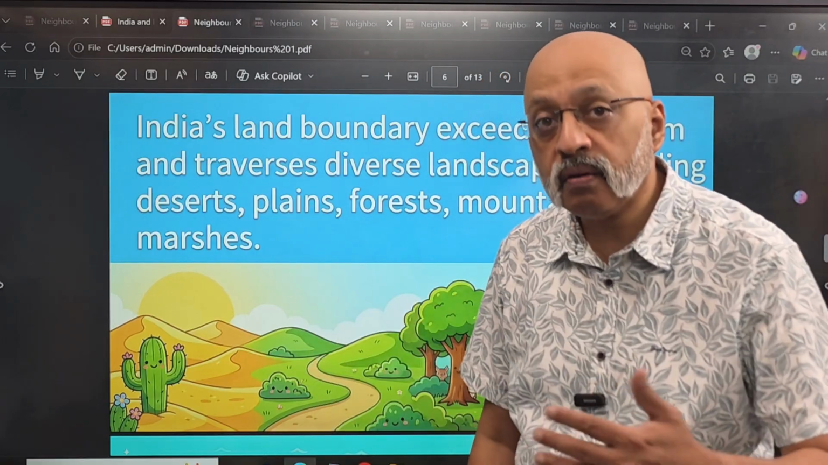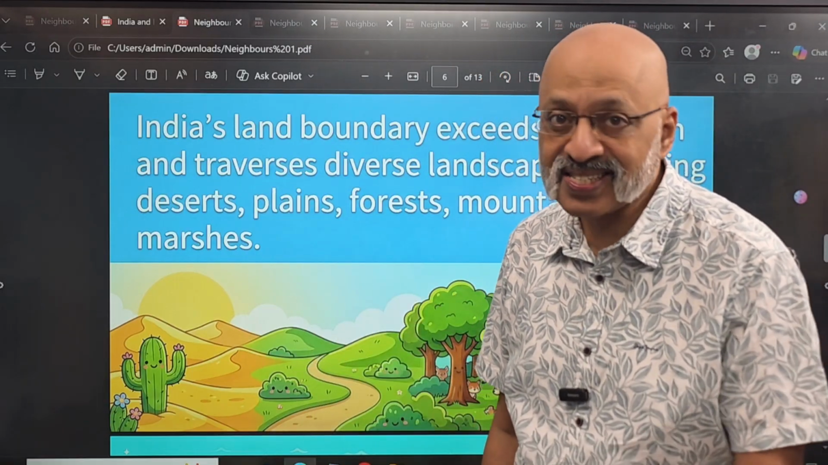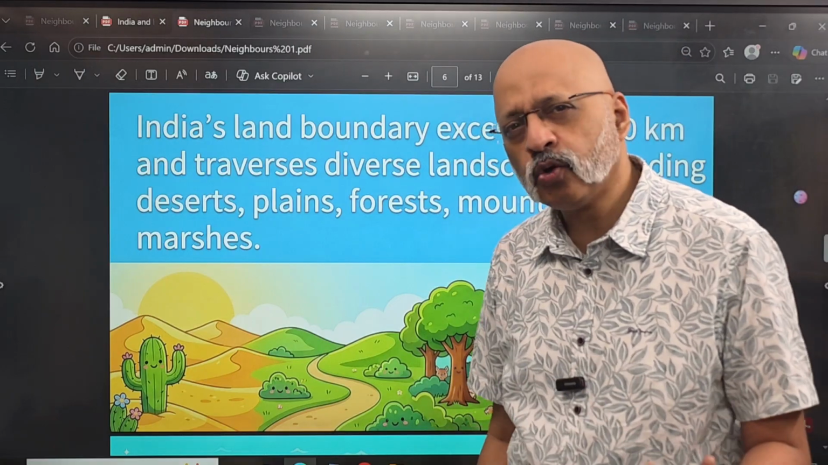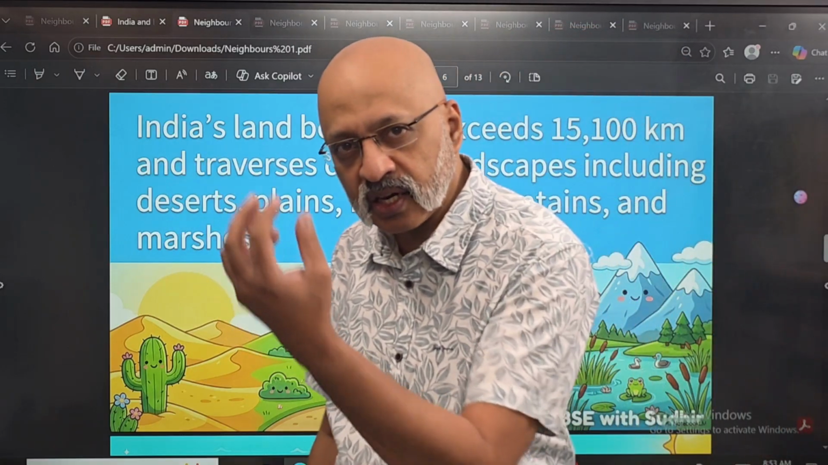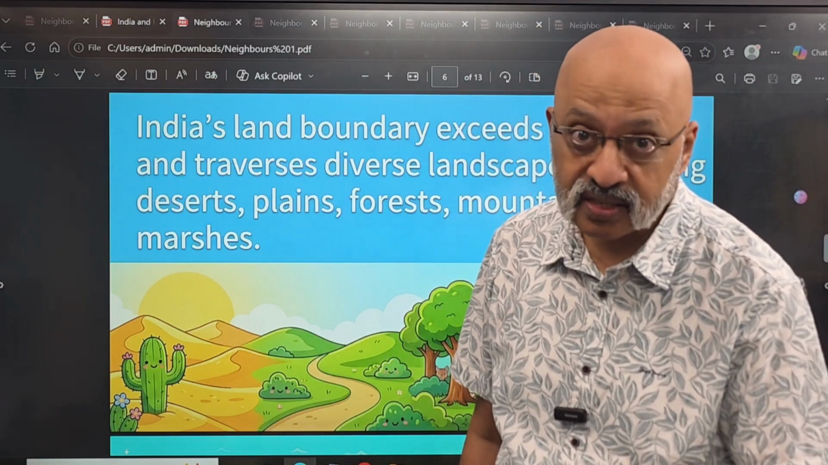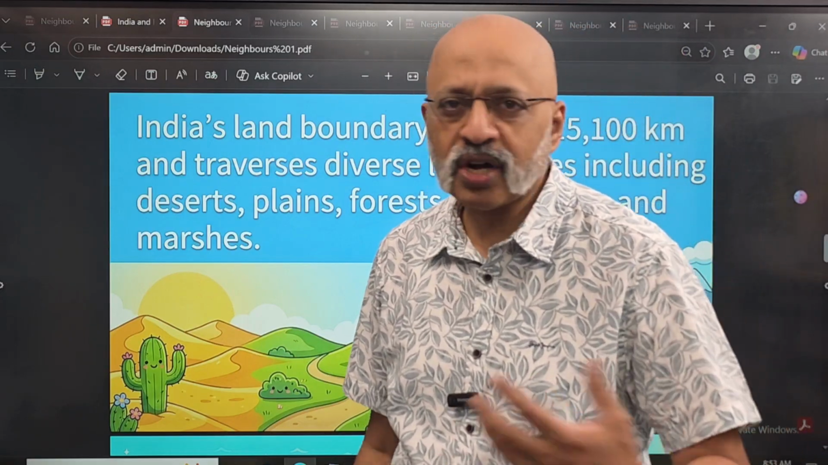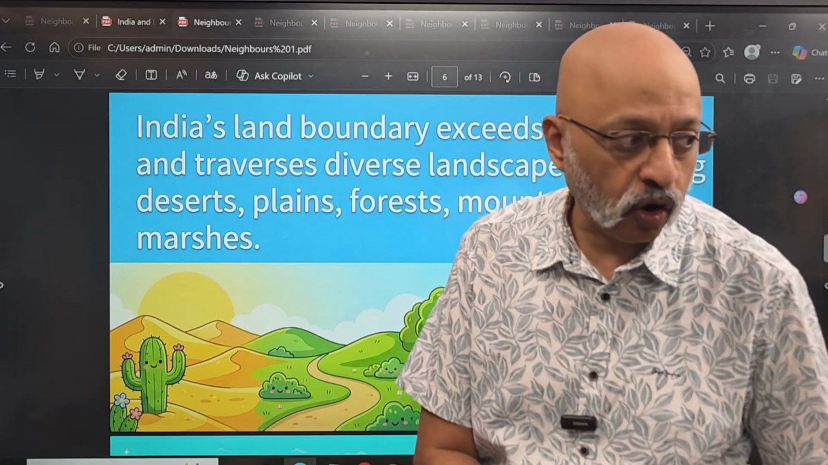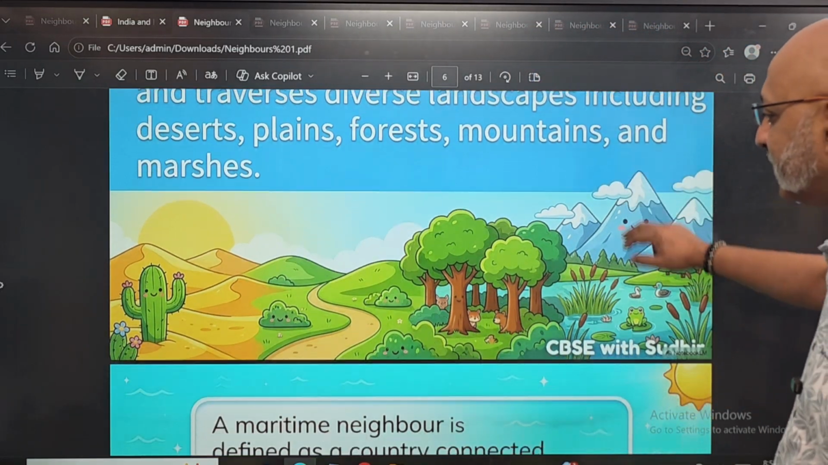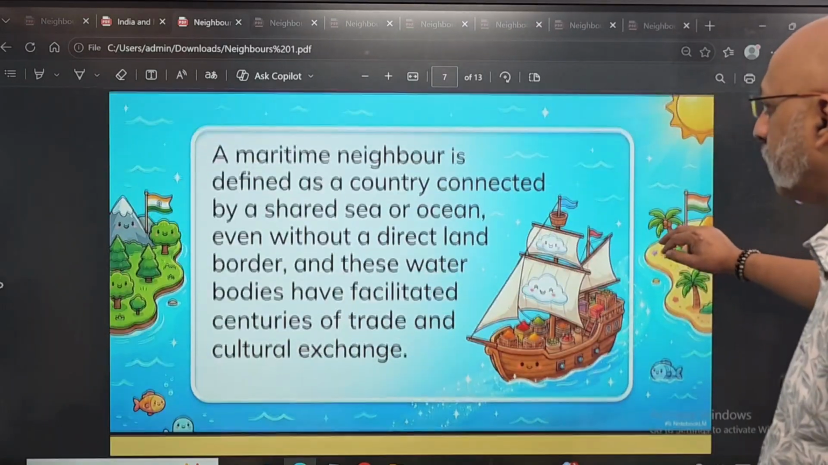Plains would also be, to an extent, with Pakistan, but with Pakistan you have different kinds of landforms. You have mountains in Kashmir. Punjab will be plains. Rajasthan will be the desert area. Gujarat will be a mix of different kinds of landforms, right? So you have different kinds of landscapes when it comes to the land boundary.